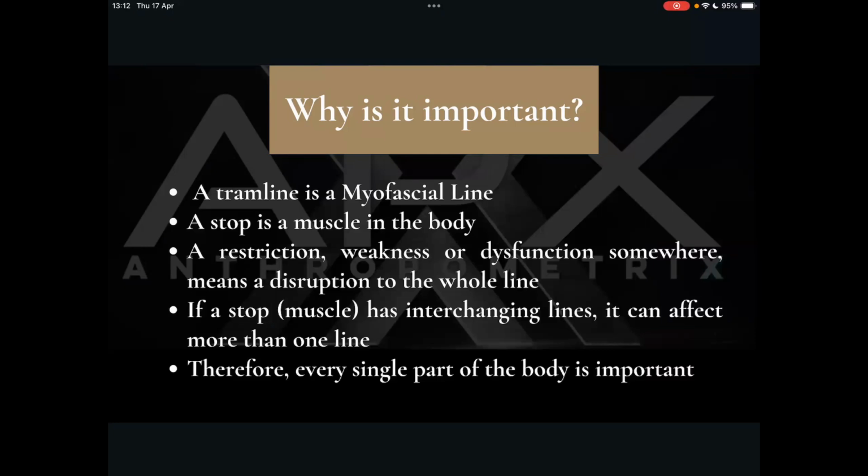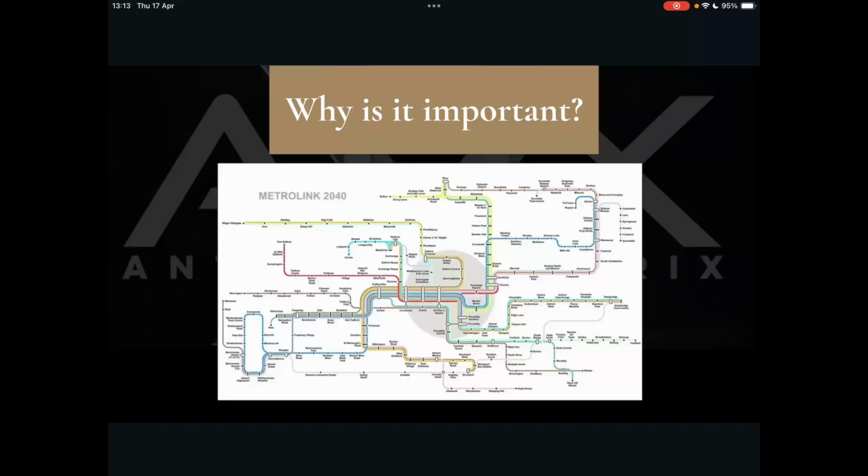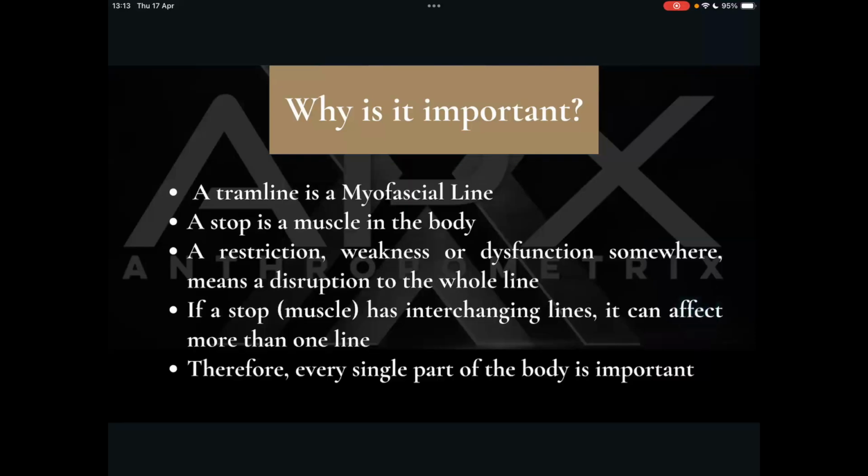So just to summarize, a tram line is a myofascial line. Each of the stops is a muscle in the body. So if we go back to this, we can see that each one is a stop, and along each line we have a muscle. Now, a restriction or weakness or dysfunction in the muscle. So say a muscle is very, very weak. Say it's very, very tight. Weak, tight, dysfunction, it all means the same thing.